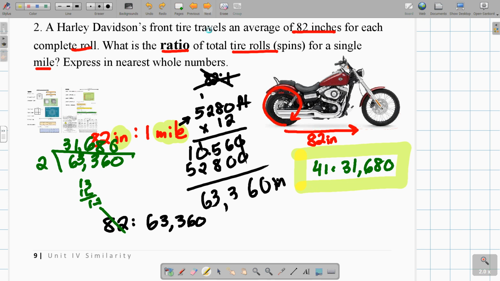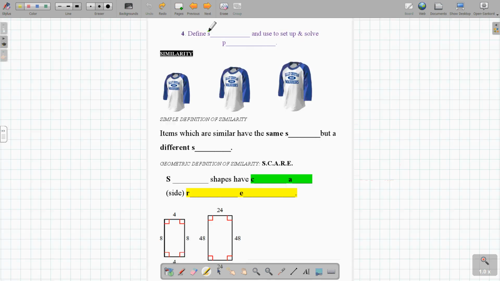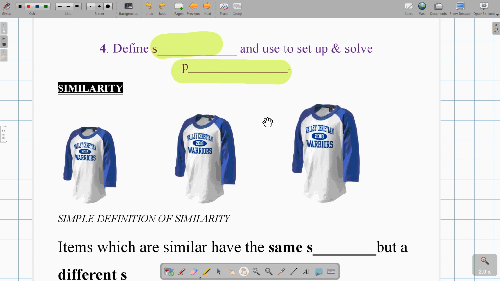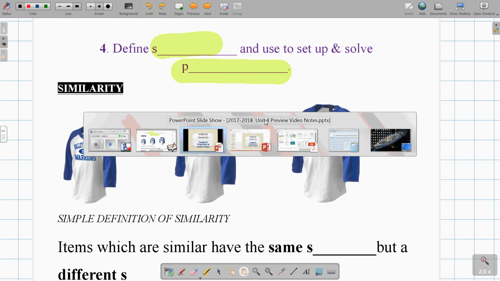So your takeaway is this: there's no ratios unless you're in the same unit. Here's our fourth and final goal. We're going to define similarity and use it to set up and solve proportions.